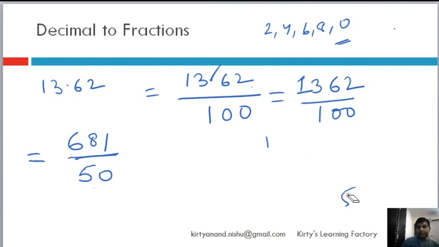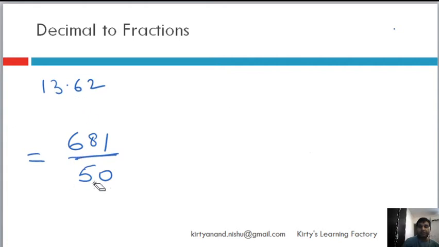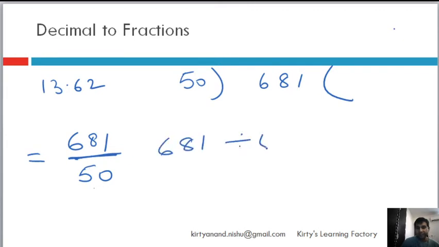So that is how you represent any decimal as a fraction. Now if somebody gave me this fraction, how would I convert it into a decimal? Simple, I would simply divide, because a fraction is nothing but the numerator divided by the denominator. It basically means 681 divided by 50. That's what it means.